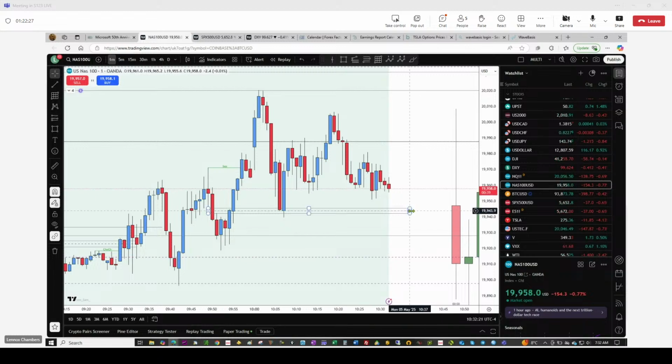Yeah, I'm not liking it anymore. It's just a bit messy. That's what I said. Yeah, I think it's a bit messy. I think we're going to get a bit of a retrace at this point. And 50% retrace wouldn't be out of the question.